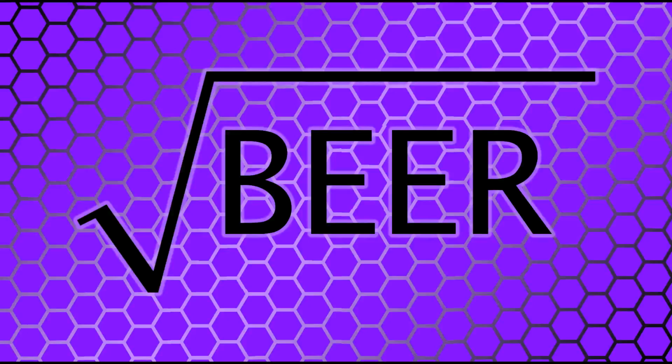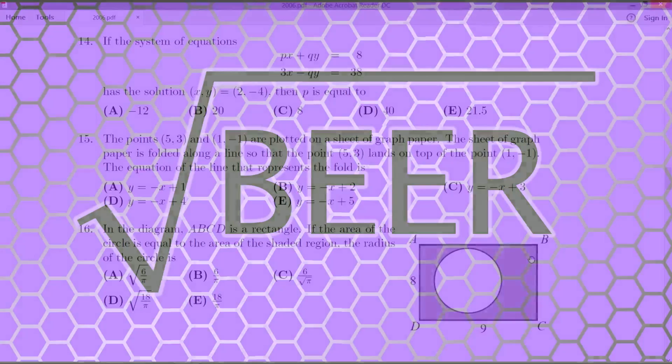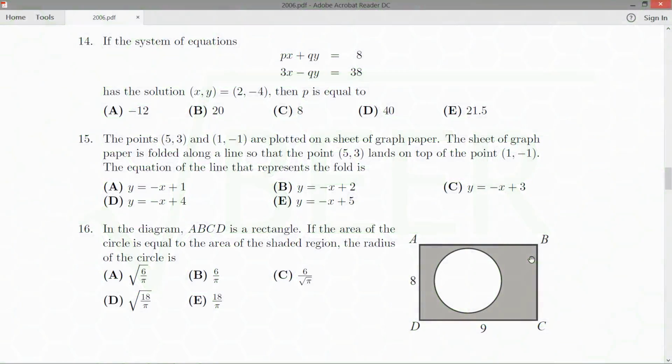Howdy folks, Root Beer here, and we're looking at question 15 on the 2006 Fermat paper. The points (5, 3) and (1, -1) are plotted on a sheet of graph paper.